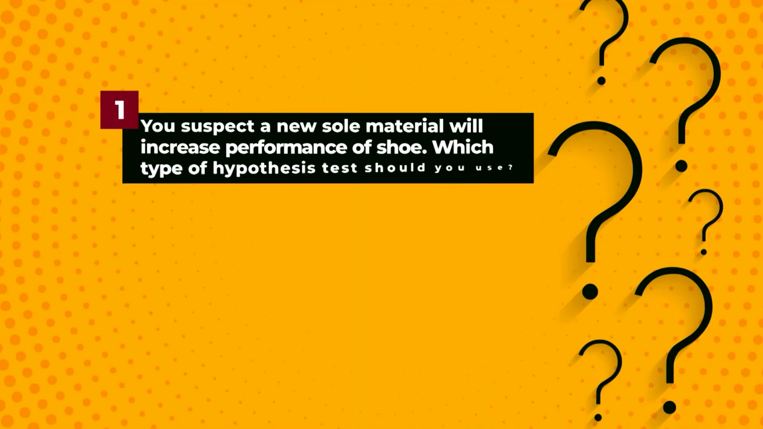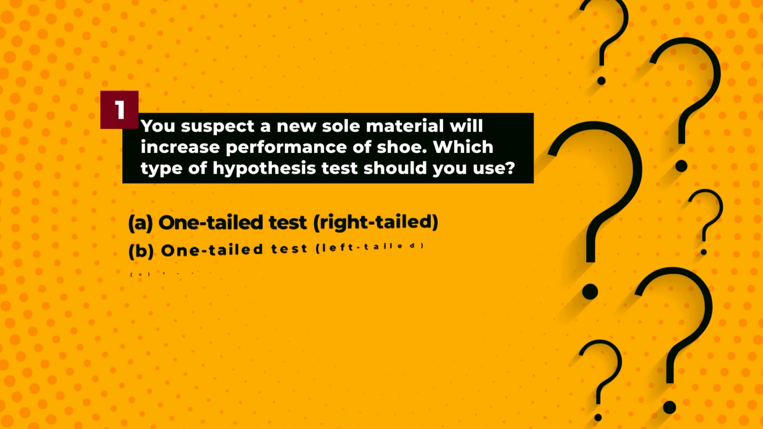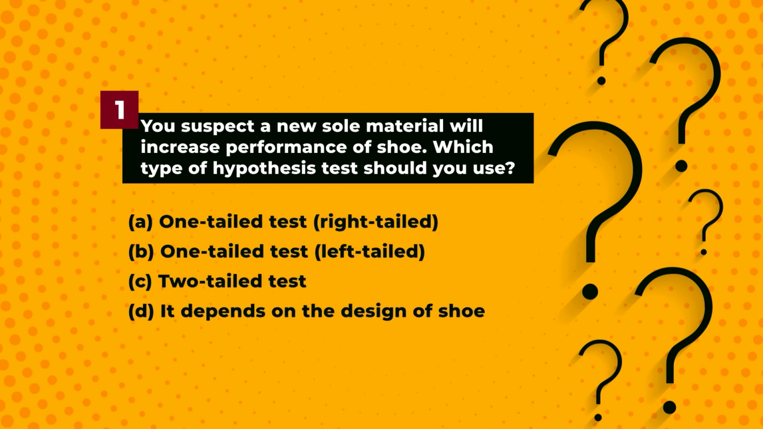attempting the following questions. Question 1 is, you suspect a new sole material will increase performance of shoe. Which type of hypothesis test should you use? Option A is one tail test, right tail. Option B, one tail test, left tail. Option C is two tail test. Option D, it depends on the design of shoe.